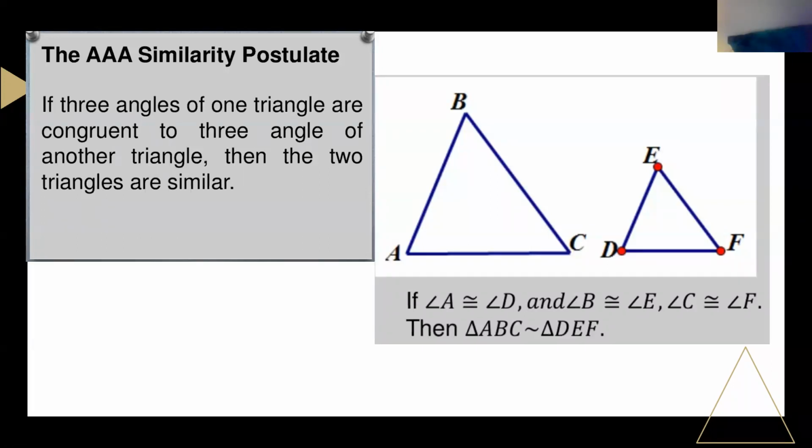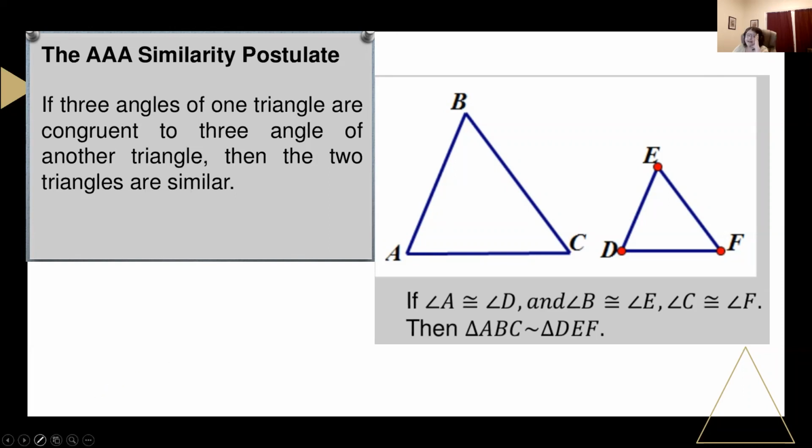So all it's saying is if all three angles in a triangle are the same, the triangles are similar. That's all it's saying. Yeah, I'm done writing my notes. Hey, Evelyn, how are you?